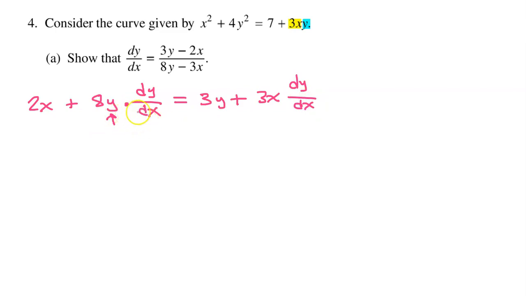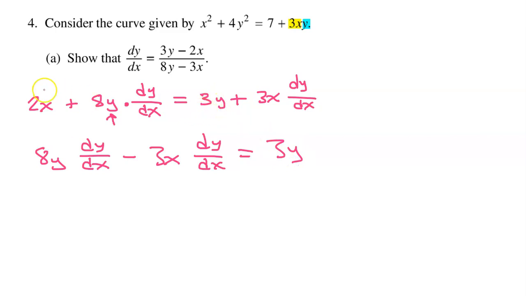Let's get all of the terms that involve dy/dx on the left side of the equation and all of the other terms on the right side of the equation. So I'm going to leave 8y dy/dx on the left side of the equation, but I'm going to subtract this term. So I'm going to bring this over to the other side, and it will become negative 3x dy/dx. I'm going to leave the 3y over here on the right side of the equation, but I'm going to move this 2x over to the other side by subtracting that thing. So I'm going to have minus 2x.